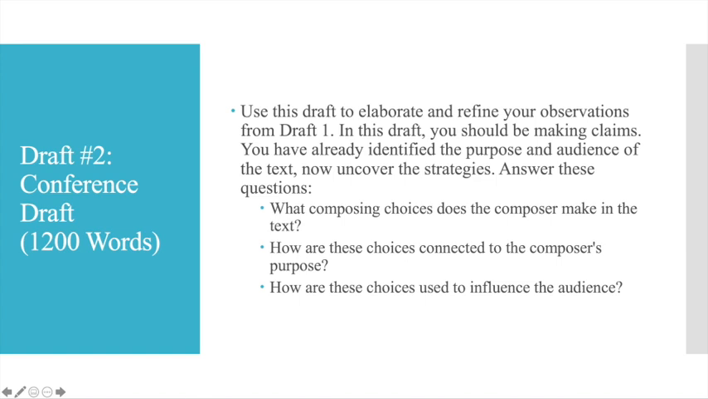Now you're ready to begin moving the draft from number 1 to number 2. So you want to think about, as you evolve from 600 to 1200 words, now start thinking about what composing choices the composer makes in the text. How are the choices connected to the composer's purpose? How are these choices used to influence the audience? So these are some of the things that you'll start to consider as you shape your essay into the essay structure of intro, body, and conclusion.